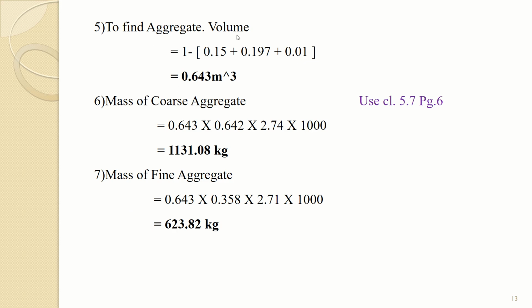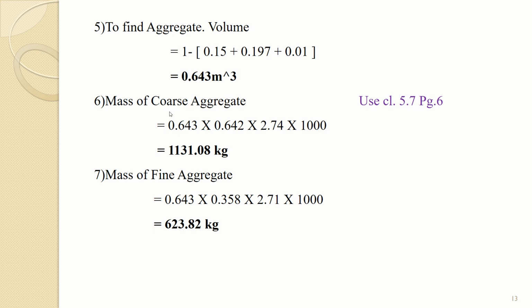To find the aggregate volume, from 1 meter cube, here 1 indicates the 1 meter cube, minus cement volume, minus water volume and minus air content 0.001. Means from 1, if you deduct the cement, water and air volume, you will be left with the aggregate volume. So the total aggregate volume required is 0.643 meter cube.